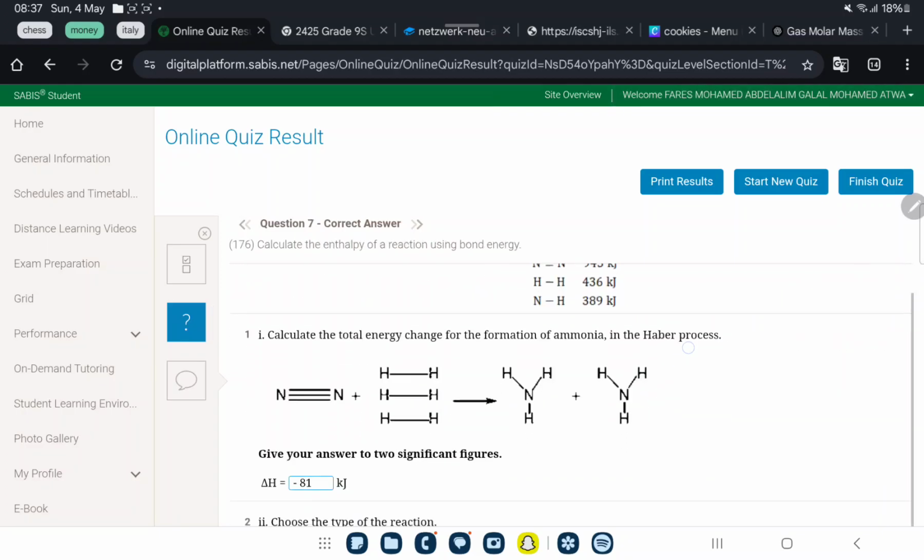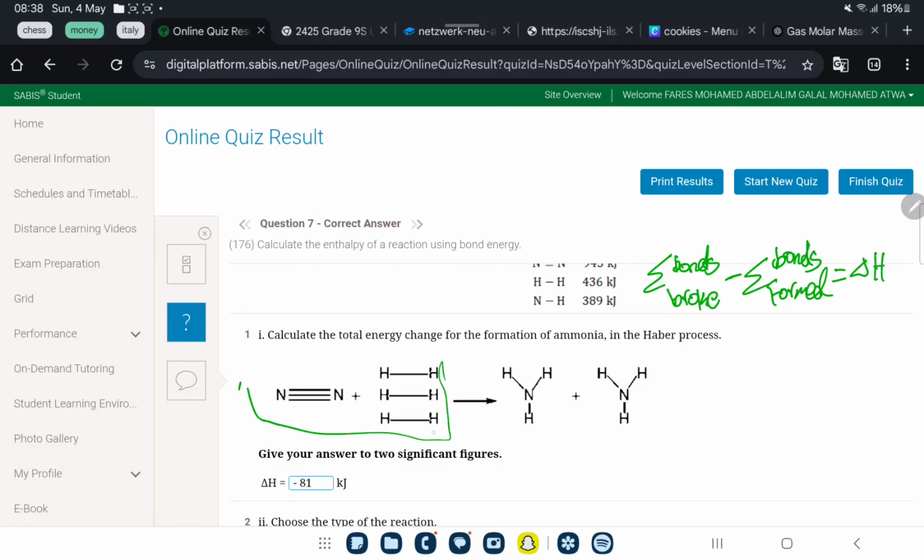So here, when they give you bonds, the equation is the sum of the bonds broken minus the sum of the bonds formed equals delta H. Bonds broken are the reactants, whereas bonds formed are the products.